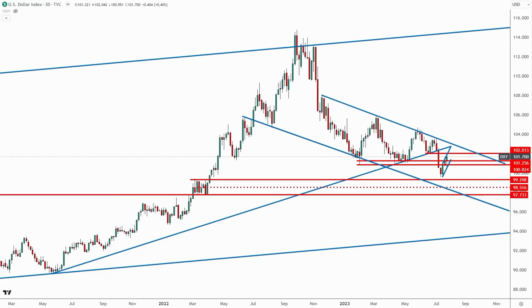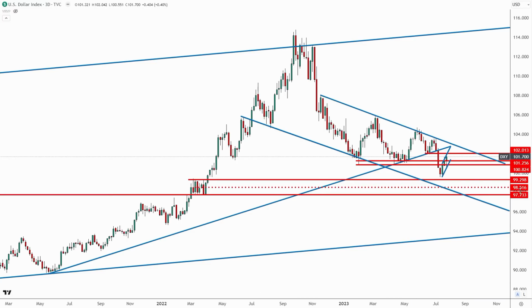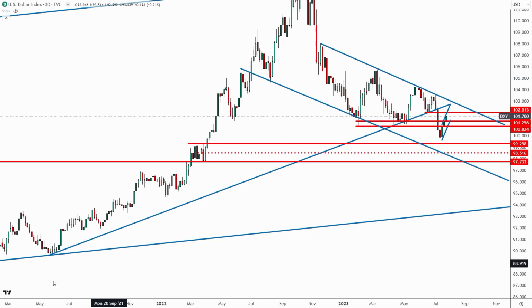Okay, so kicking things off with the DXY, the US dollar index, this is the 3-day time frame. Starting here, we can see that the market is trading below this trend line that I've talked about off of this 2021 low. So we've got the low down here in 2021. We have two very prominent swing lows down here, followed by the breakdown below that area.